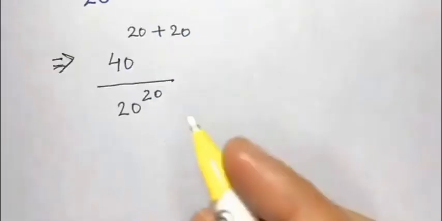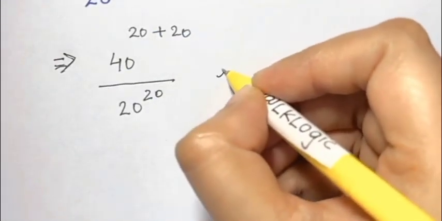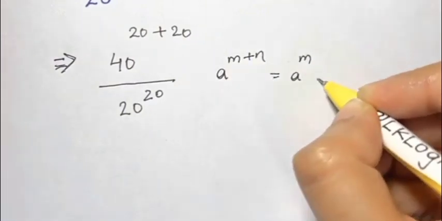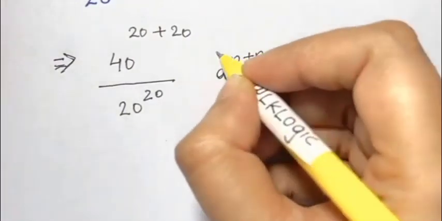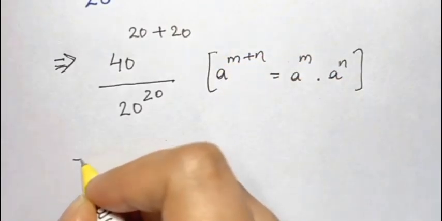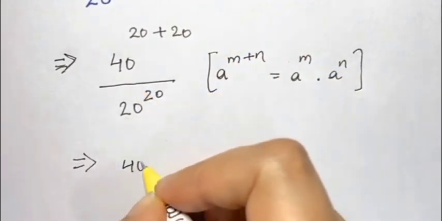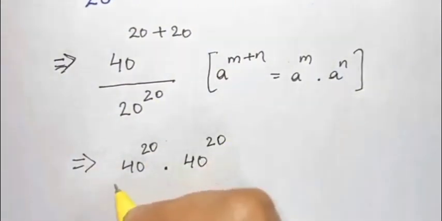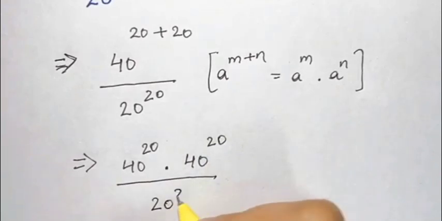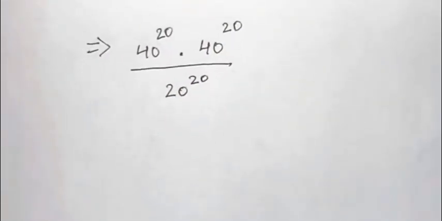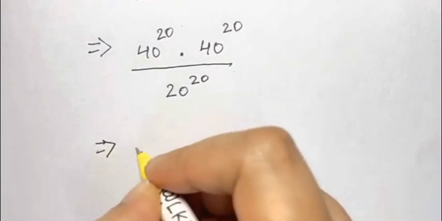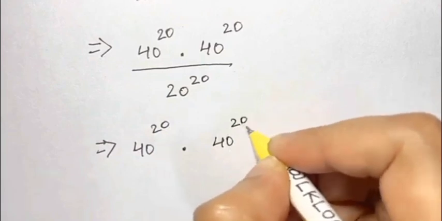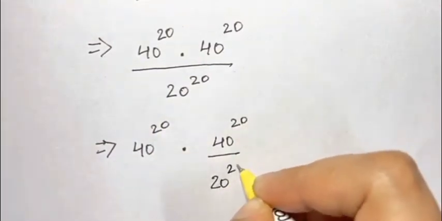And now we're going to apply this law: a to the power of m plus n is equal to a to the power of m times a to the power of n. So according to this, we'll get 40 to the power of 20 times 40 to the power of 20 over 20 to the power of 20. Now we're going to split them.